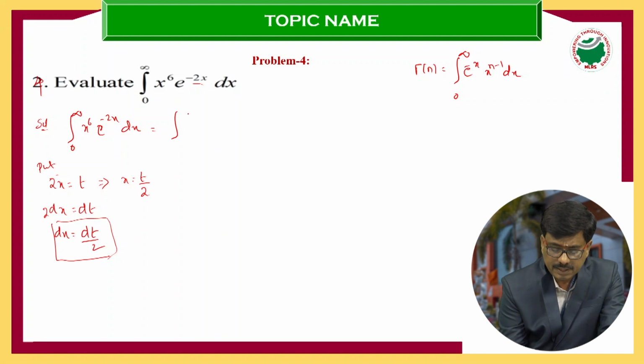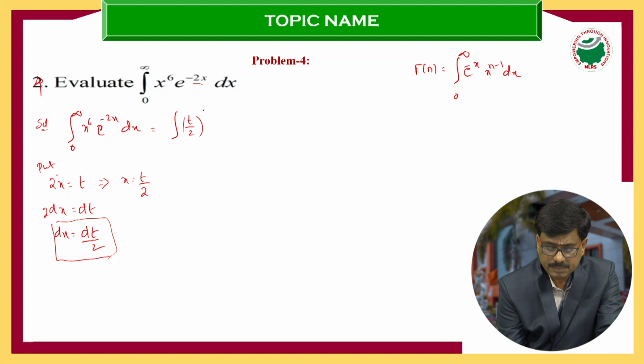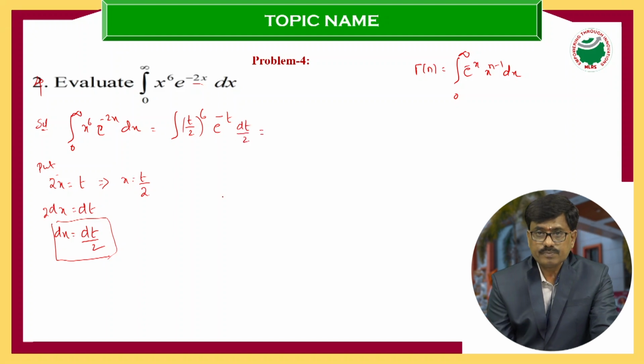Now what happens? This value becomes t by 2. X, I replaced, x power is what? 6 into e power minus 2x. 2x is replaced by what? t. And dx is replaced by dt by 2.